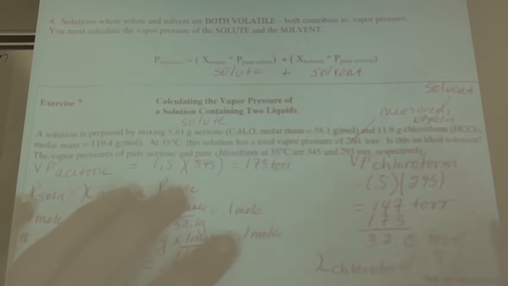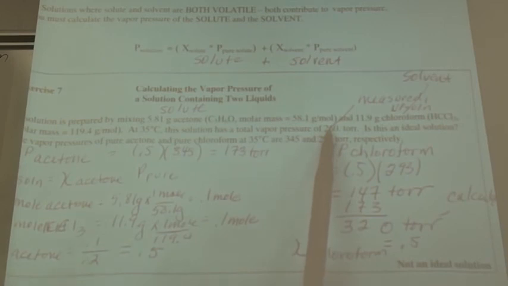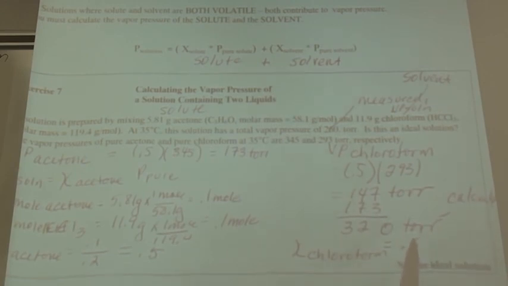Is that correct? 320. Yeah, okay. So this is the calculated vapor pressure, and the measured vapor pressure is 260. Is this a positive or a negative deviation from Raoult's law? It is negative. That means not as much of the solvent has evaporated as we thought it was going to. Does that mean that there are strong solute-solvent or weak solute-solvent attractions? Strong. Okay, that's all I got. We switch them over.